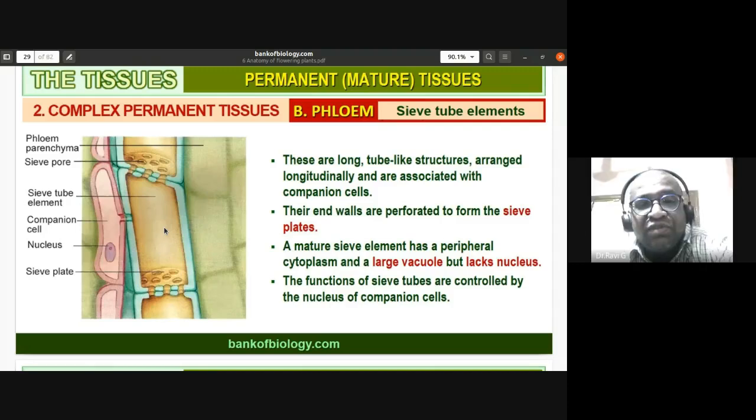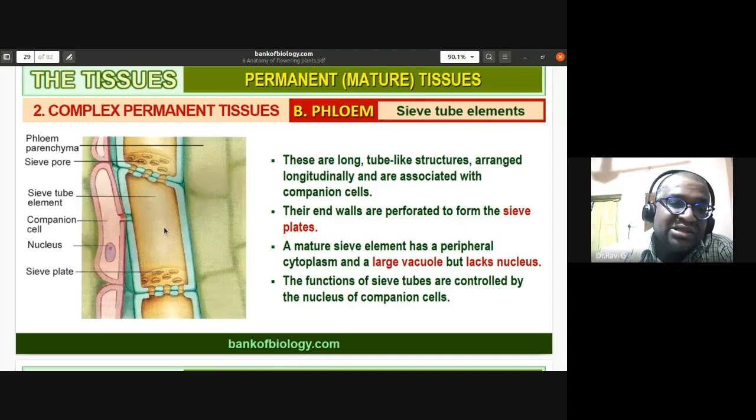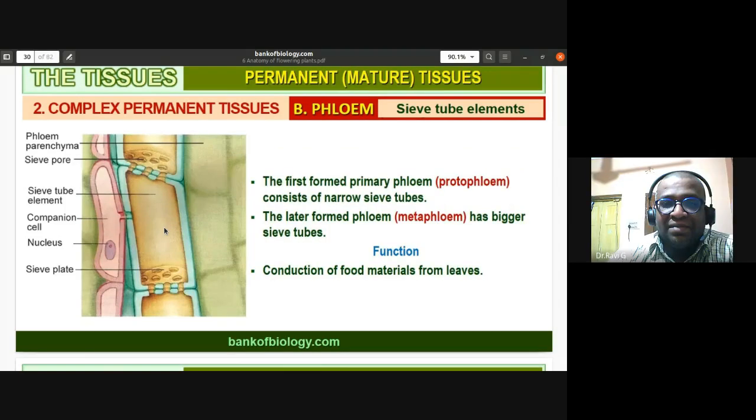The function of sieve tubes is controlled by the nucleus of the companion cell. I told you that they are closely associated and they are sister cells. So one depends upon the other. The function of the sieve tube is controlled by the nucleus of the companion cell.